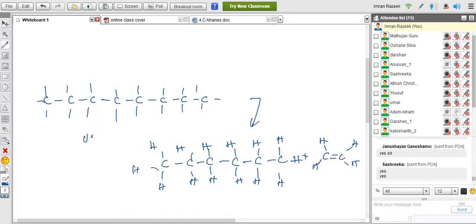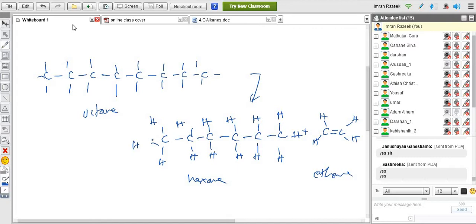So you have octane here. When you crack, you get hexane and ethene. So during the cracking process, you get a shorter chain alkene molecule and an alkane molecule. When you add these two molecules, the carbons and the hydrogens of the alkane and alkene, you get the number of carbon atoms in the main molecule.